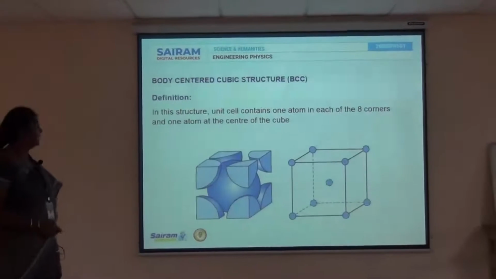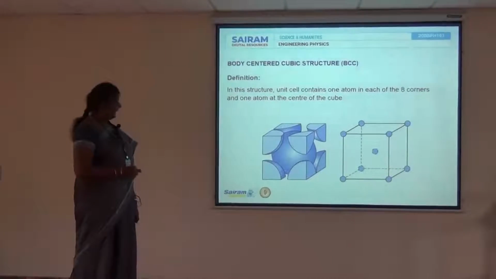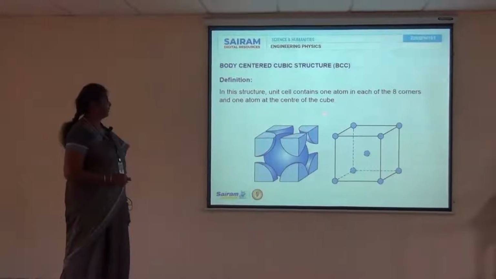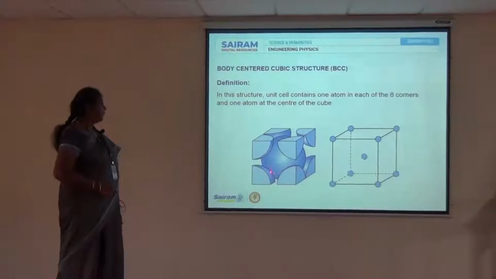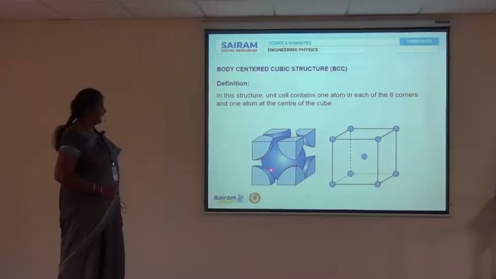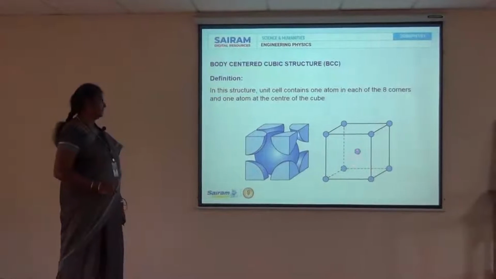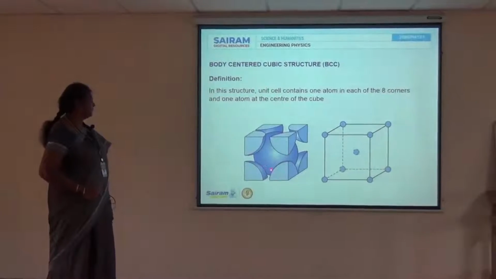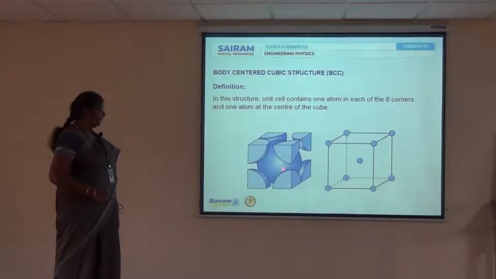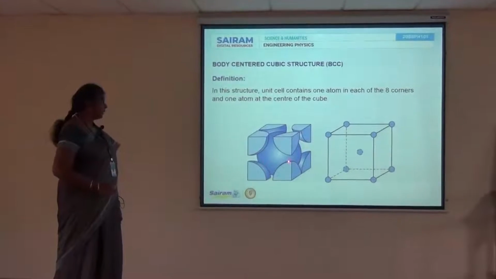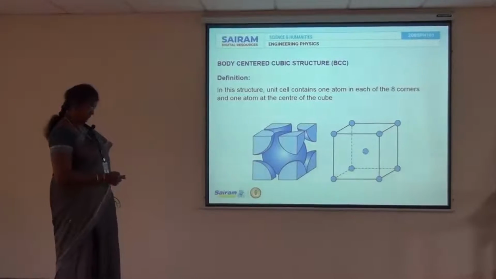Let me pass on to the next structure. The next structure is the body centered cubic structure. In this structure, you can see that in addition to the 8 corner atoms, you have one body centered atom. This diagram gives the position of your space lattice. You can see here that the corner atoms do not touch each other, but the body centered atom touches all 8 corner atoms.